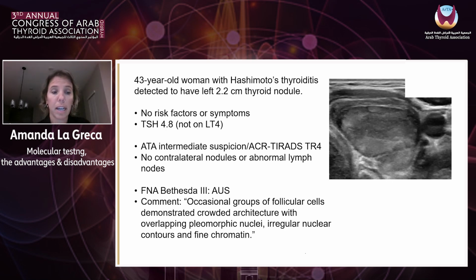On the comment, there were occasional groups of follicular cells, demonstrating crowded architecture with overlapping pleomorphic nuclei, irregular nuclear contours, and fine chromatin. And that's how this was classified as AUS.